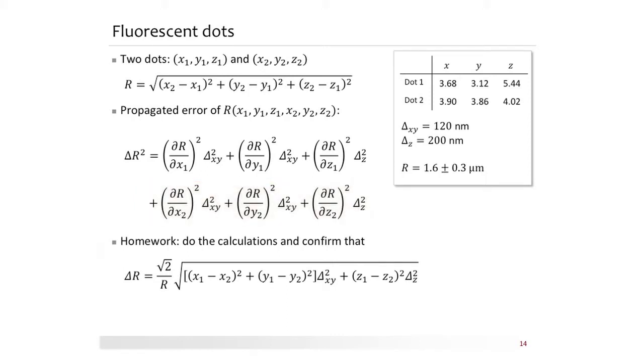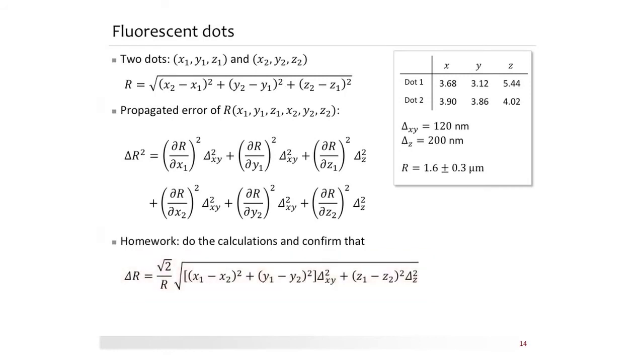So there are 6 terms here. Each of them consists of a derivative and the error squared. And if you take this equation and calculate all the derivatives, it's not very complicated, and I suggest this as a homework. You can do it yourself. And then you can prove that at the end you will get this equation.